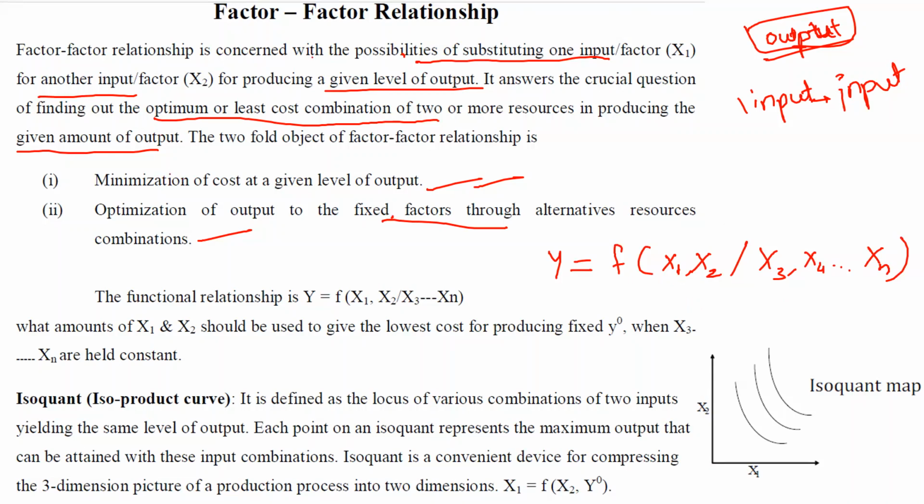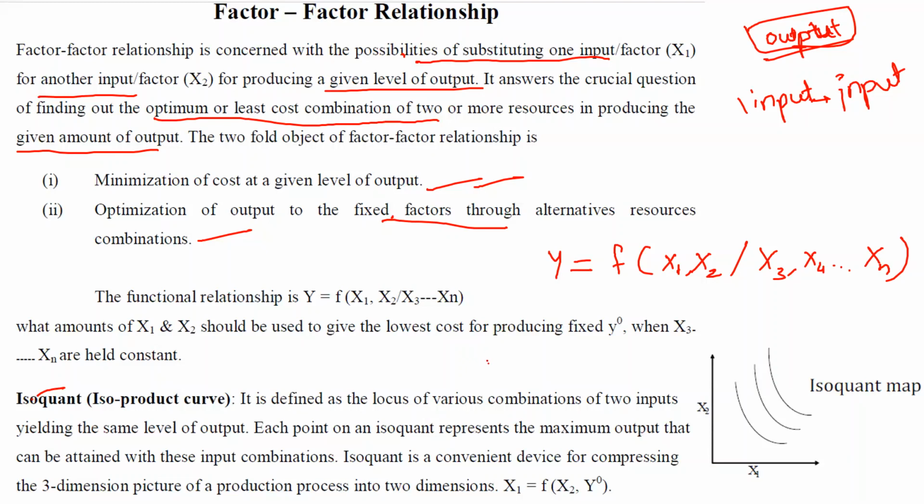Now in factor-factor relationship there are different concepts we use. First concept is the isoquant, or it is also known as isoproduct curve. It is defined as locus of various combination of two inputs yielding same level of output. Isoquant क्या represent करता है? Various combination of two inputs जो same level of output produce करे.